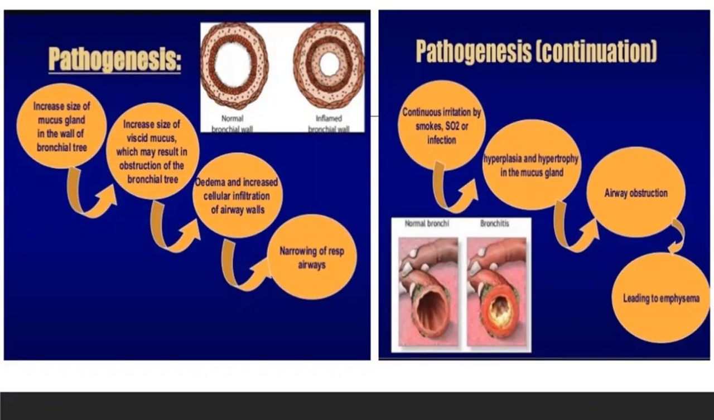Pathogenesis: increased size of mucus glands in the wall of the bronchial tree, increased viscid mucus, which may result in obstruction of the bronchial tree, edema, and increased cellular infiltration of the airway wall, narrowing of respiratory airways. Pathogenesis: continuous irritation by smoke, SO2 or infection, hyperplasia and hypertrophy in the mucus gland, airway obstruction, leading to emphysema.